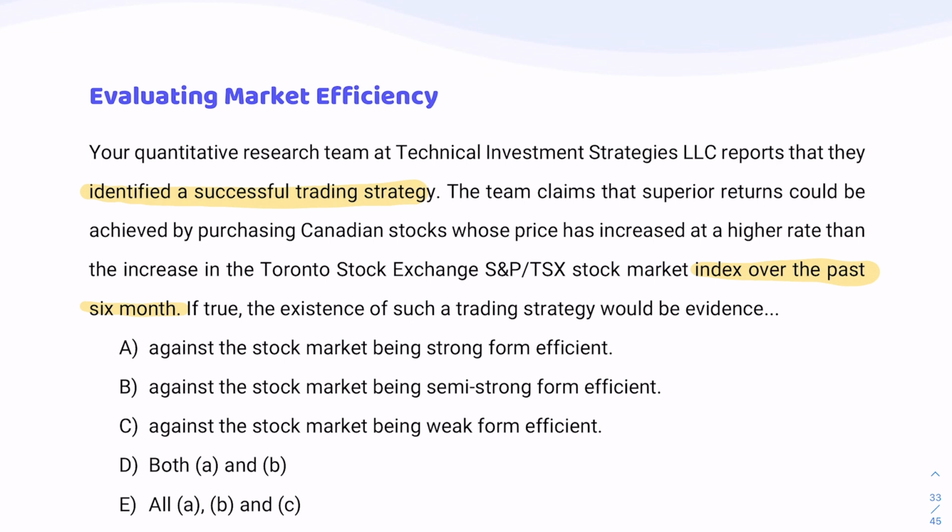So in this case, we would say that this goes against the stock market being strong form efficient. Hell yeah, that's for sure. We would say that this is against being semi-strong form efficient, for sure. And of course, this would make sense that it would be against a weak form efficient market. So E is correct because A, B, and C are true. They hold true, such that E is the right answer.